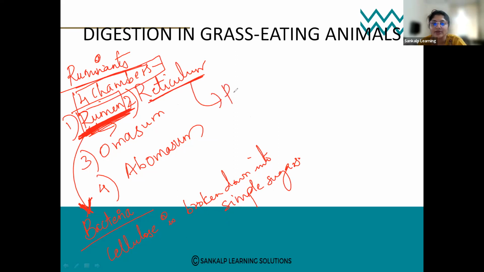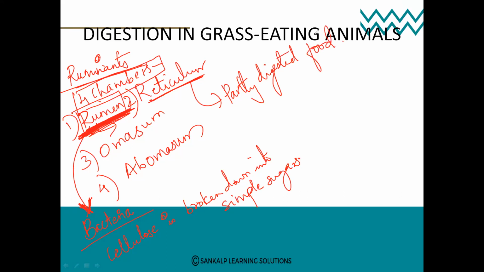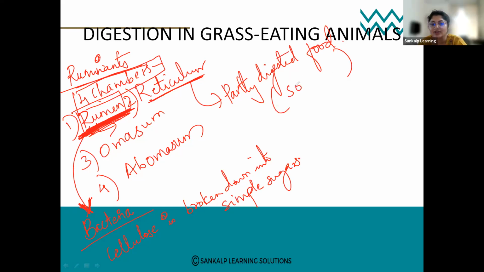So in the reticulum, what is present now? Partly digested food. Here it is further softened. The partly digested food is called cud.